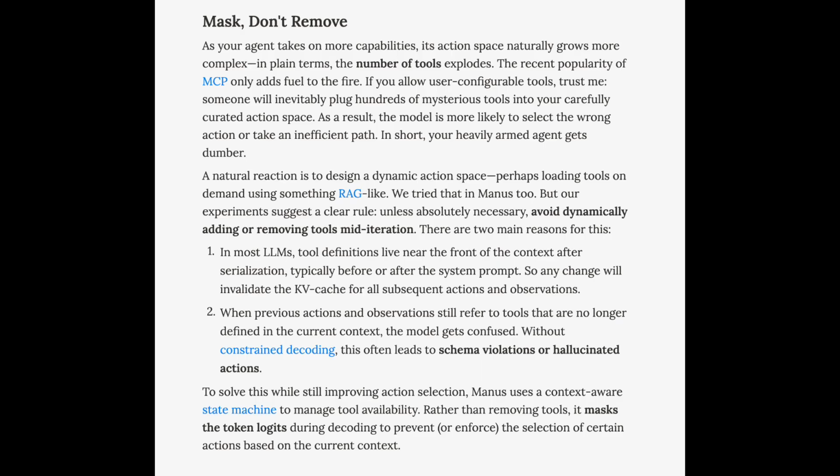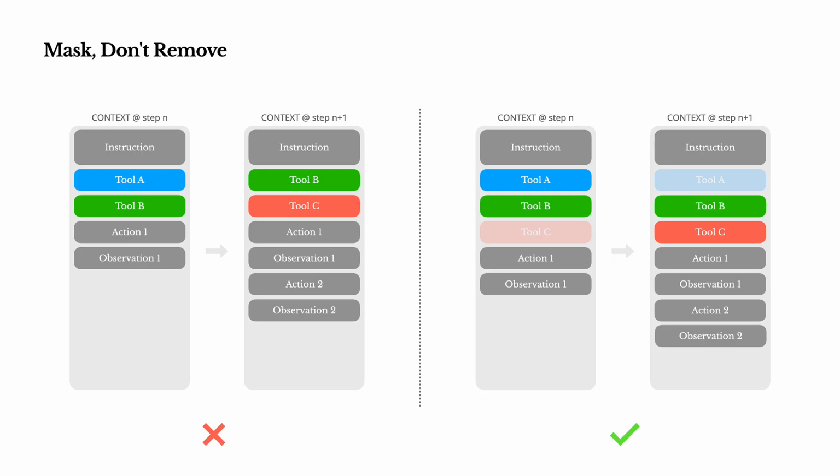The second one is to mask tools instead of removing them. When you build an agent, you often give it access to many tools, and you think it will make the agent smarter. But as the tool count explodes, the agent is more likely to select the wrong tool or take an inefficient path, and this makes the agent dumber instead of smarter. Temporarily hiding some tools and dynamically updating the tools might improve the intelligence, but this will break the prompt cache and also confuse the model.